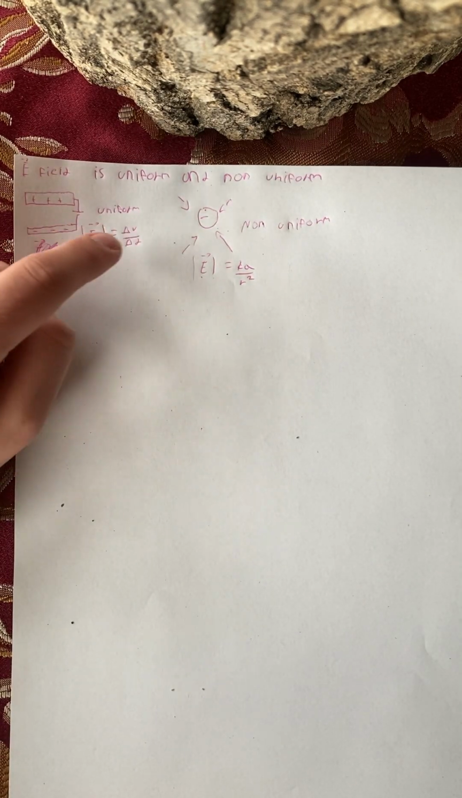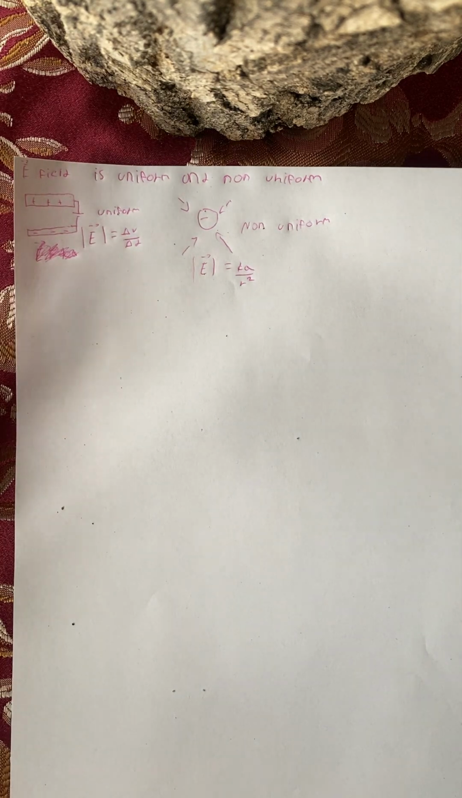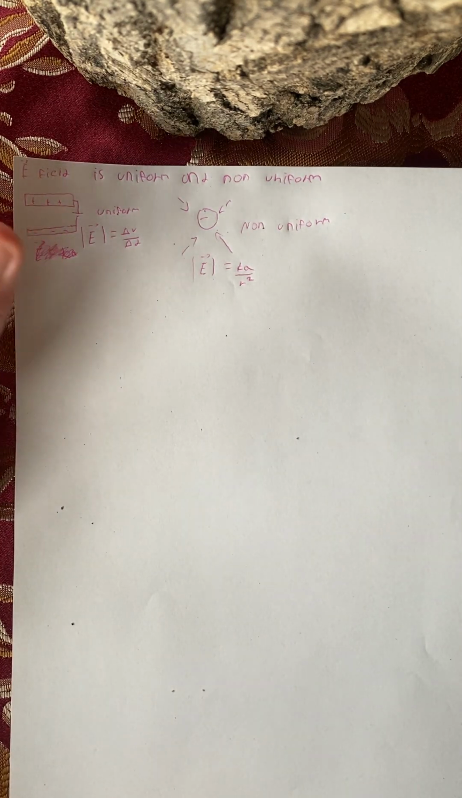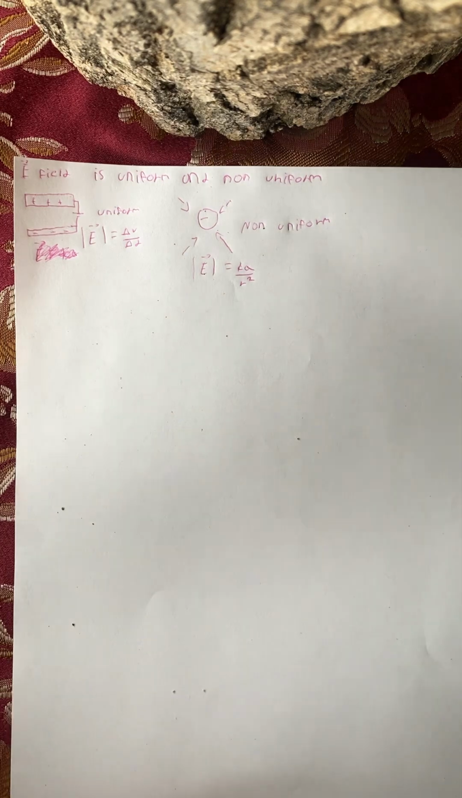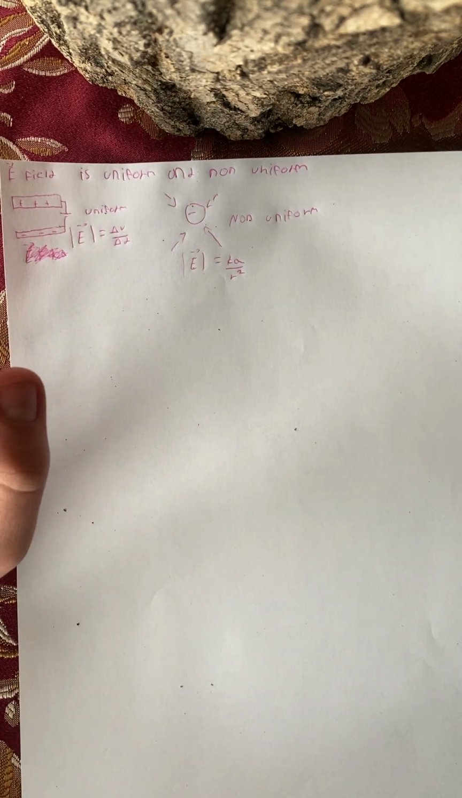You have to know that the electric field strength is used for the full voltage over the full distance, and that's not going to change. So that's the equation for this one. Electric field is the change in voltage over the change in distance.